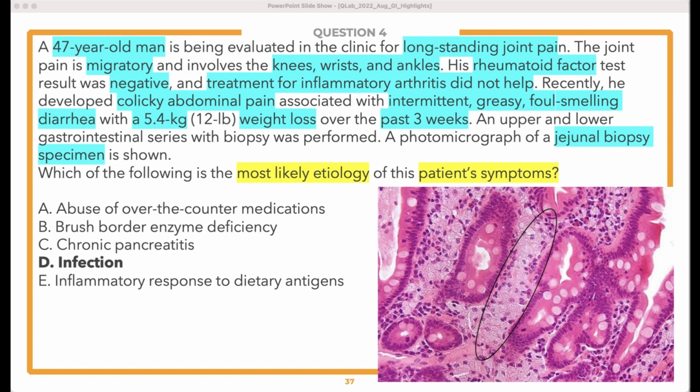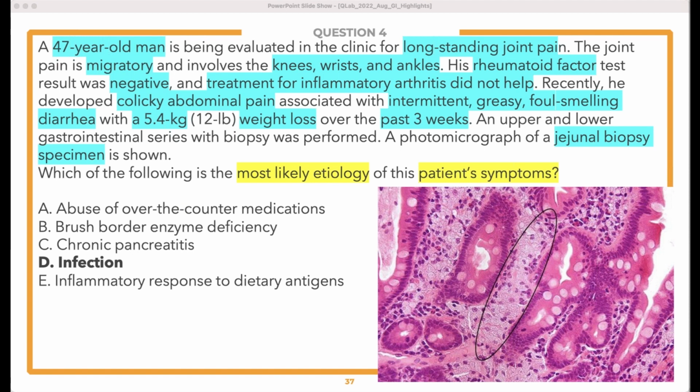So let's take a look at what's going on here, okay? Like we talked about, there's a little bit of an overlap, some joint pain and also some GI symptoms. And kind of like the last case, a little bit of malabsorption. There's some fat in the stool. It's greasy, it's foul smelling, he's been losing weight, okay? And all of these things, especially when you factor in the joint pain, are suggestive of Whipple's disease, okay?